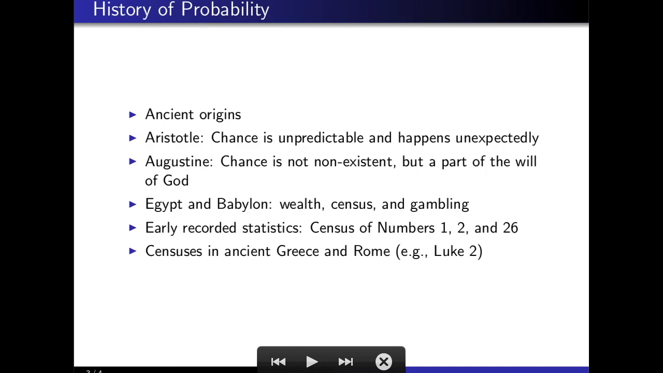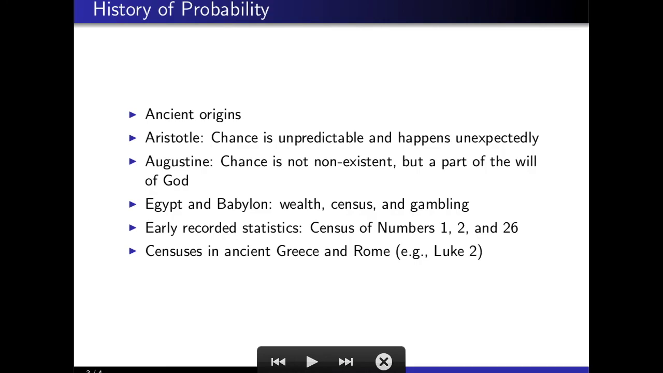So there's already this interest in chance, in probability, going very far back in human history. Some of the earliest philosophers, I guess we could say, on the nature of probability would be Aristotle, the Greek philosopher, and then Augustine of Hippo. I believe Augustine was 3rd century.